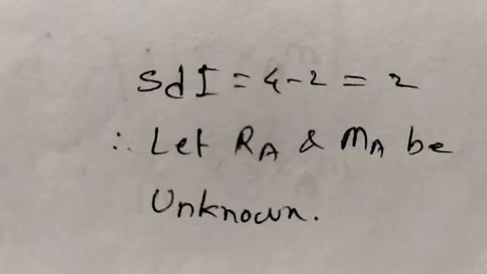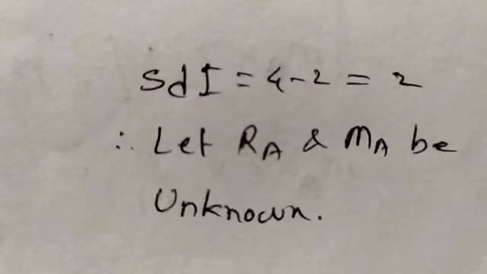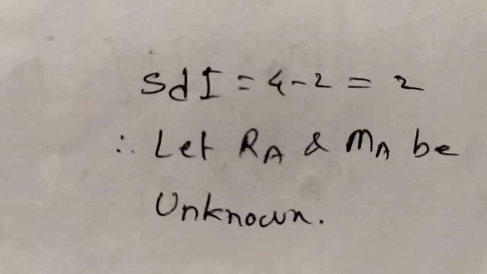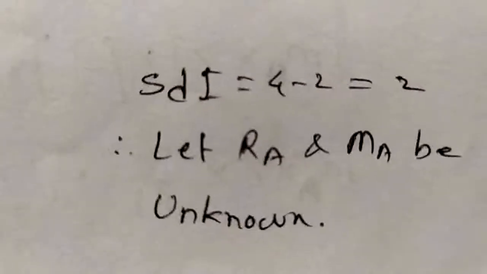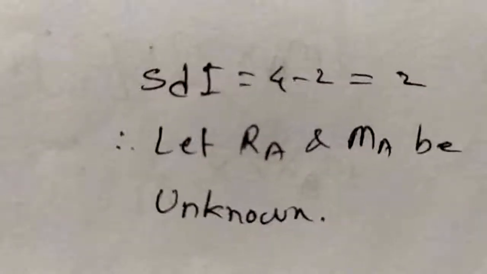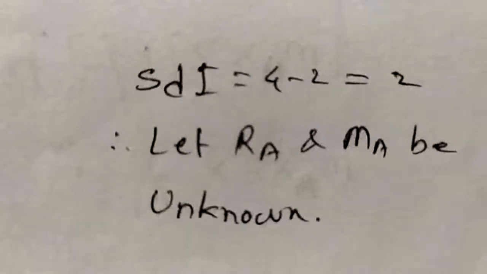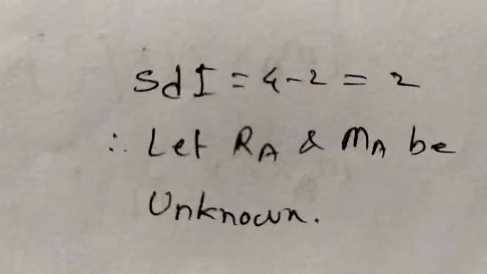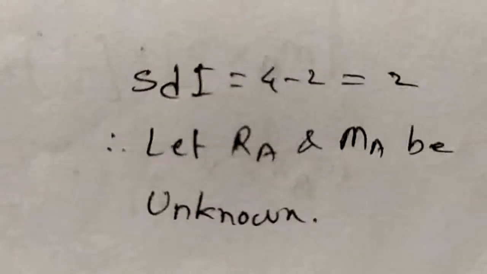So while finding out the HDI, 4 is the number of unknowns, that is RA, RB, MA and MB. These are 4 unknowns, minus 2 equilibrium equations, that is summation Fy equal to 0 and summation moment equal to 0. So the HDI of the structure comes out to be 2. Here I am taking the unknowns as MA and RA.